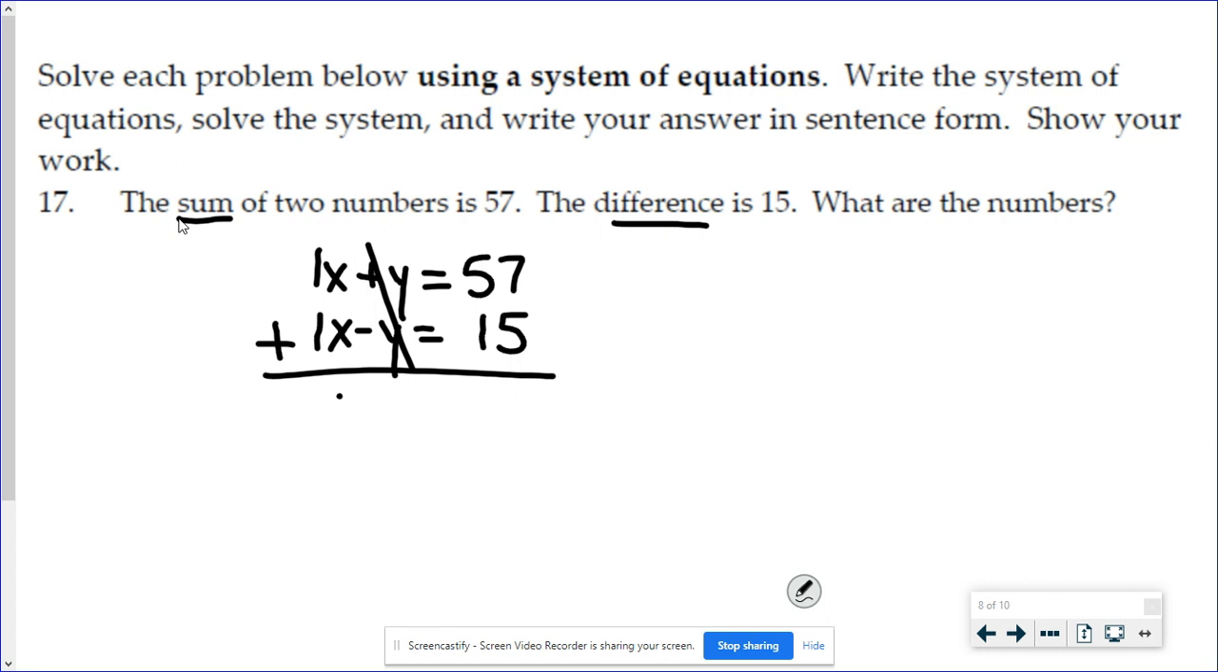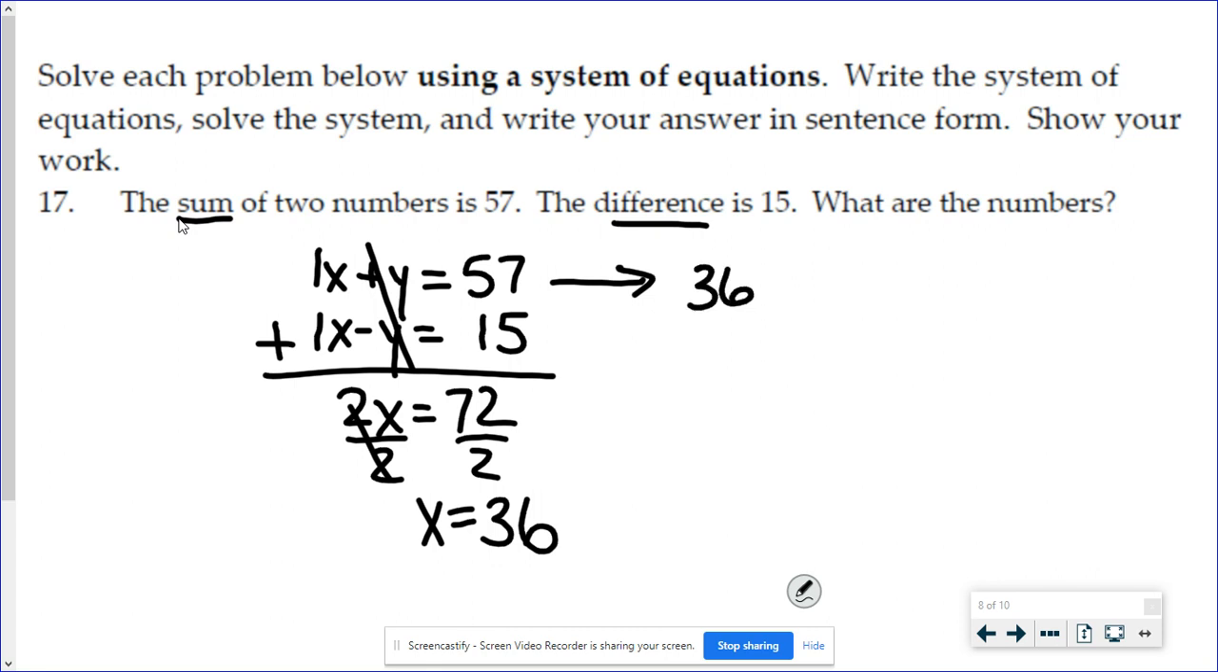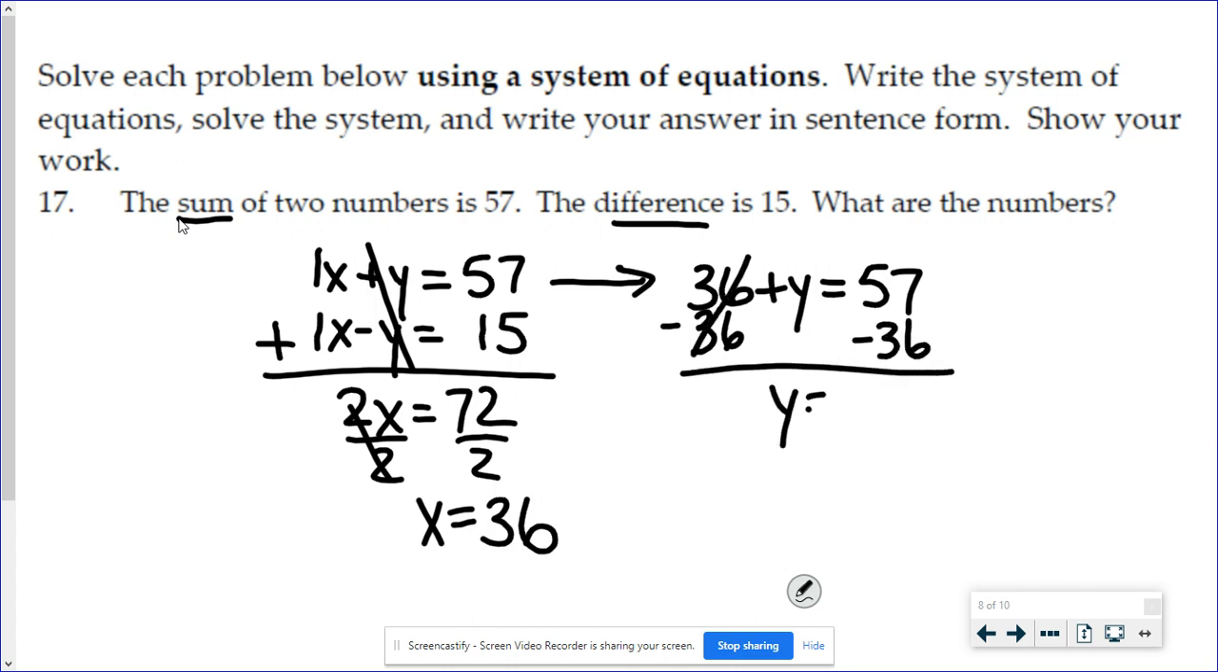There we go. So 2x equals 72. So x is going to be 36. If my first number is 36, let me use this equation right here. 36 was the x, plus something gives me 57. So my second number is 21. So the numbers are 36 and 21, not an ordered pair.